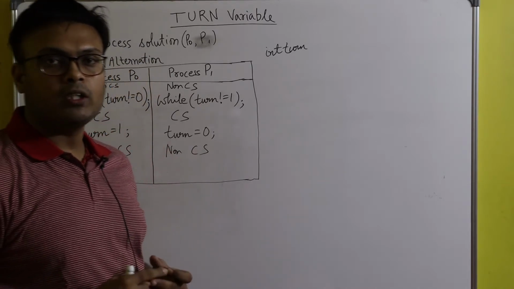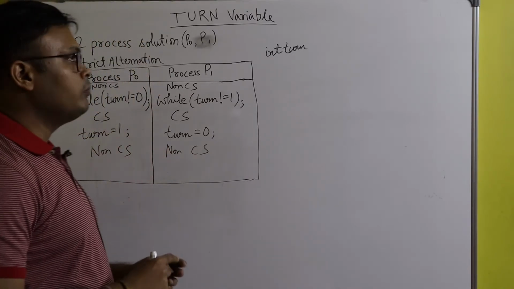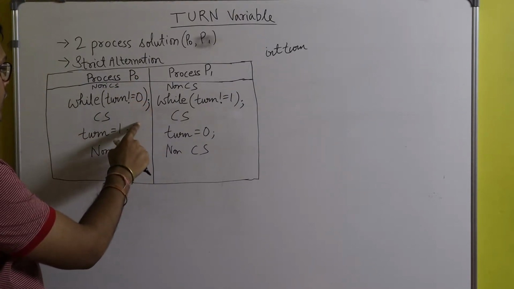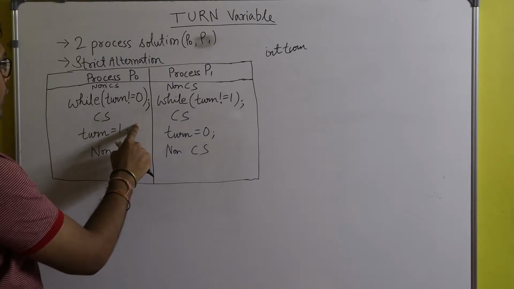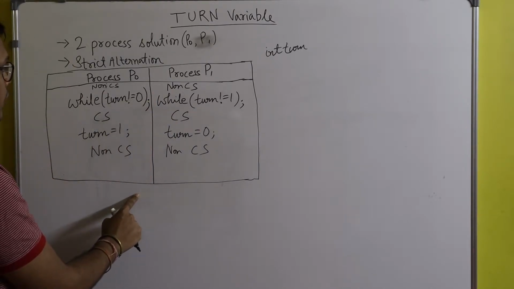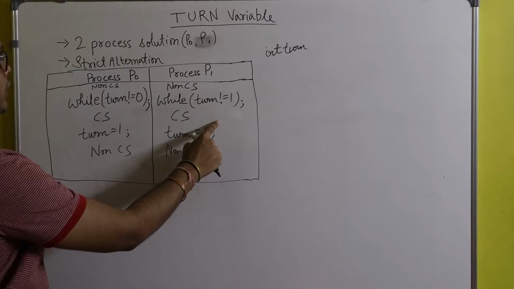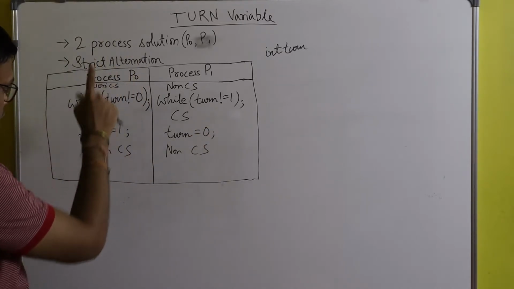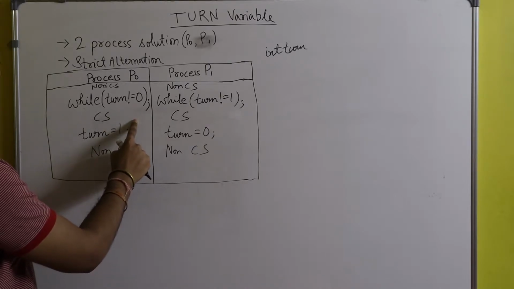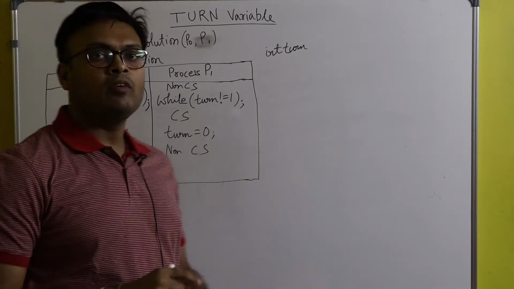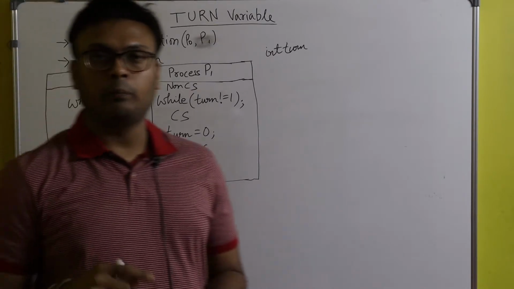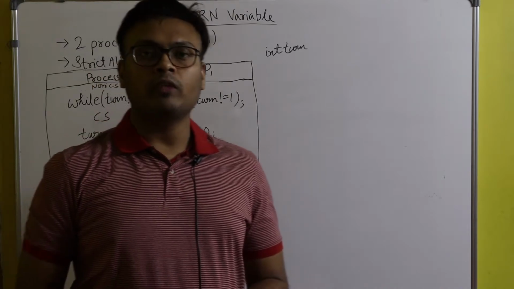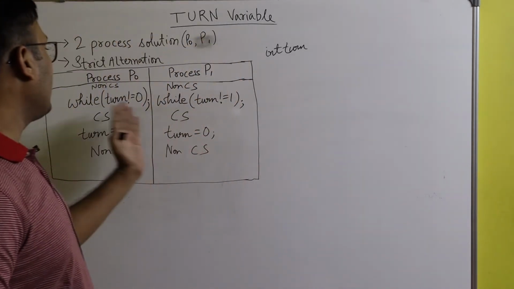Strict alternation means what? If process P0 enters the critical section, process P1 will wait. Once process P0 comes out from the critical section, then process P1 will enter. And when process P1 comes out from the critical section, after that process P0 will enter the critical section. So everything will happen in an alternate manner: P0, P1, P0, P1, P0, P1, like this. We will understand more after analyzing this code.